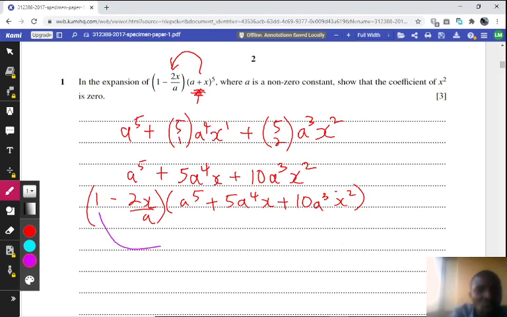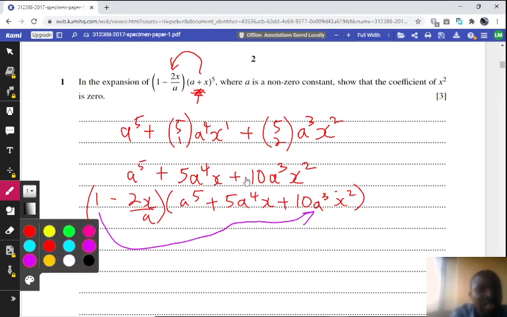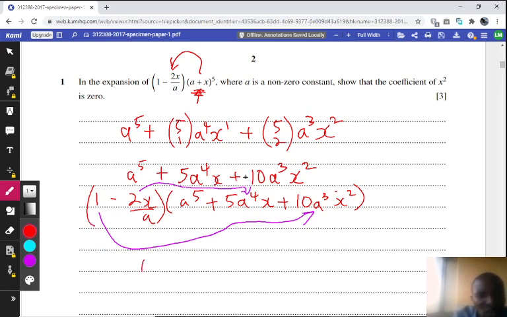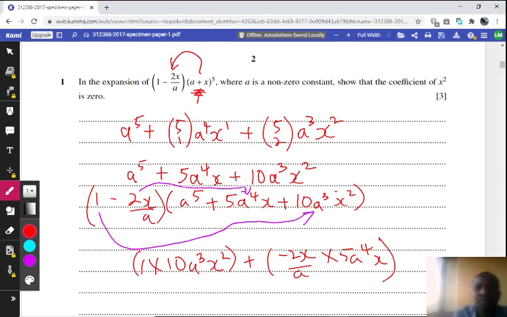For example, if you multiply 1 times this one, 10a cubed x squared, it will give you a term in x squared. The other one is this one: if you multiply this minus 2x over a times this 5a to the power 4 x, it will also give a term in x squared. So let's start with the first one. It will be 1 times 10a cubed x squared, then plus minus 2x over a times 5a to the power 4 x, like this.